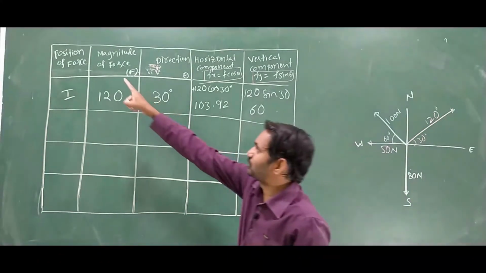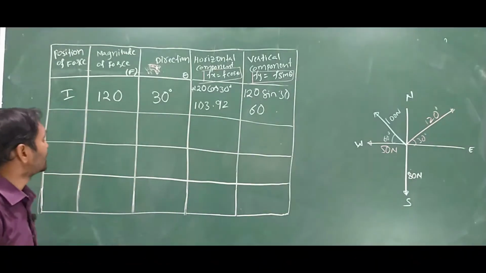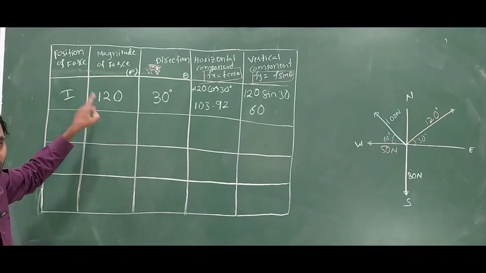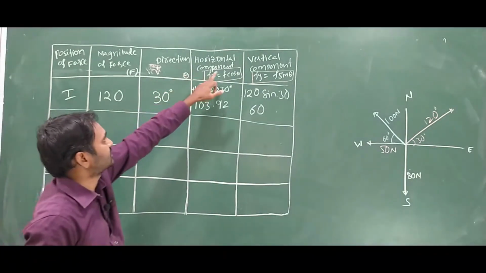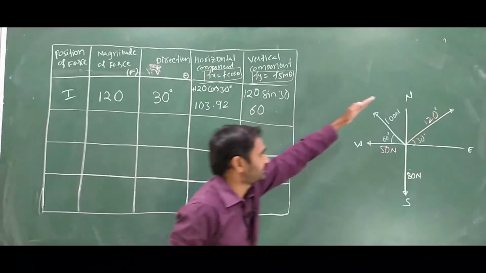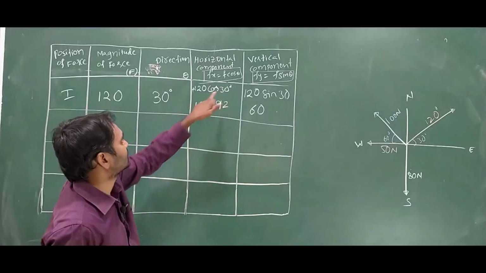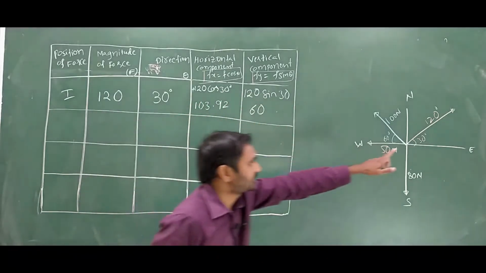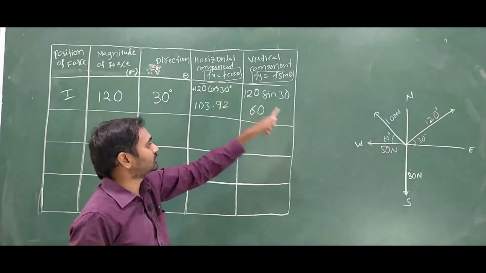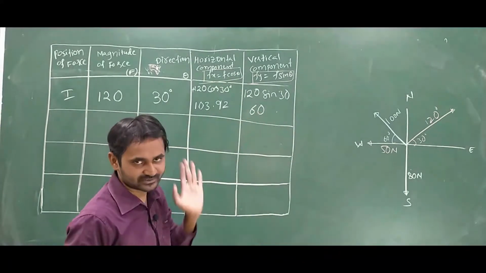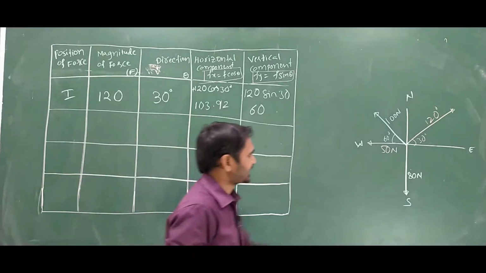The position of force is in coordinate number 1 and the magnitude of force is 120 newtons. Angle is 30 degrees. When resolving in the horizontal component, you will get cos, so 120 cos theta. Right? When you are resolving it in the vertical direction, you will get sine, so 120 sin theta. Both are in the first coordinate, so both got the plus. Right?